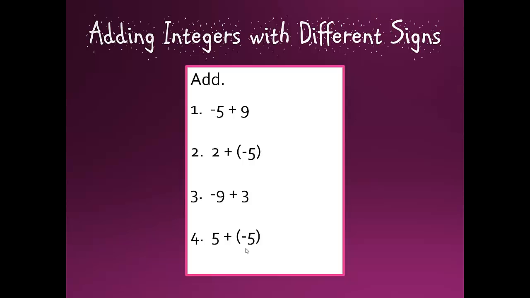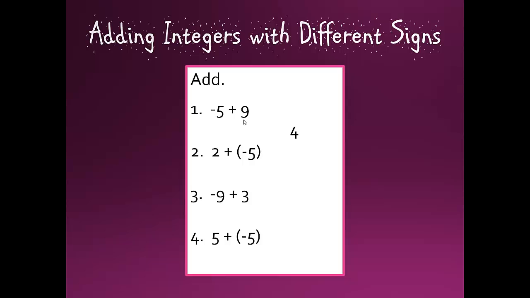Now we have an additional example. You can either pause the video and try it on your own, or you may follow along. We're going to add. For number 1, we have negative 5 plus 9. The absolute value of negative 5 is 5, and the absolute value of 9 is 9. Since I have a negative and a positive, I'm going to subtract. 9 minus 5 is 4. 9 has the larger absolute value, so our answer is going to be positive because 9 is positive. So our answer is 4.